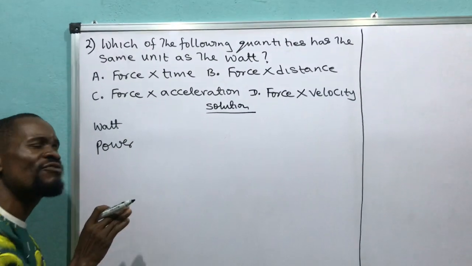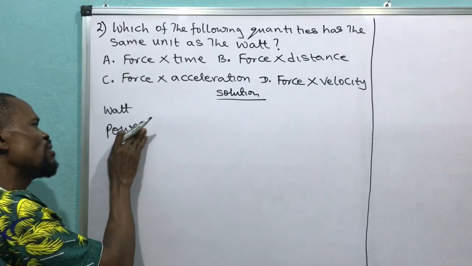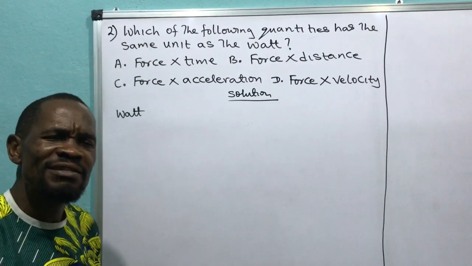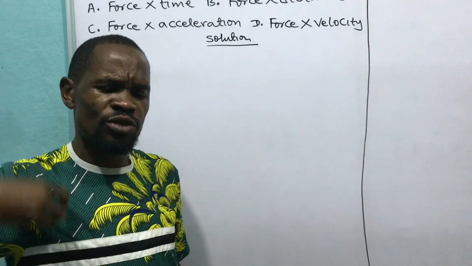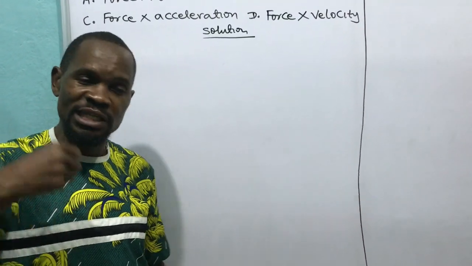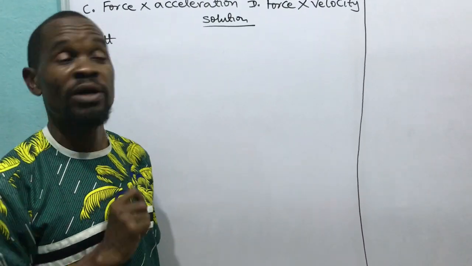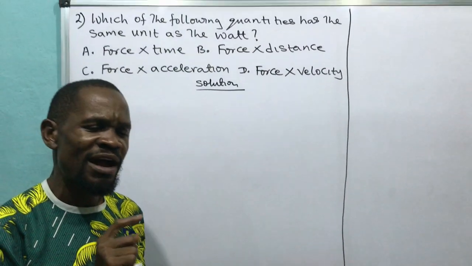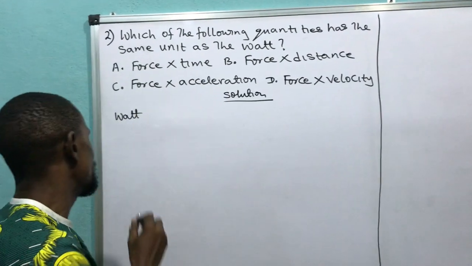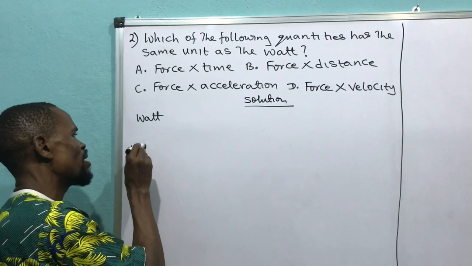And we have different powers. We say power is the rate of dissipating energy, the rate at which energy is being consumed or dispersed. That is called power. And we have different types of power. We have mechanical power.